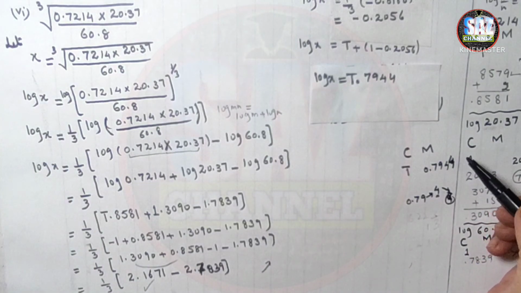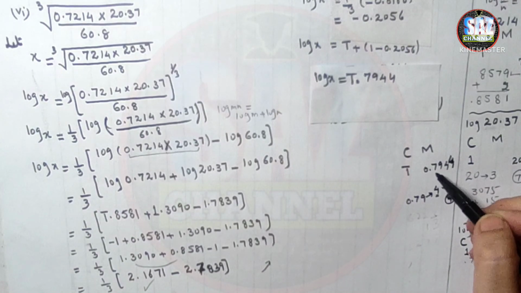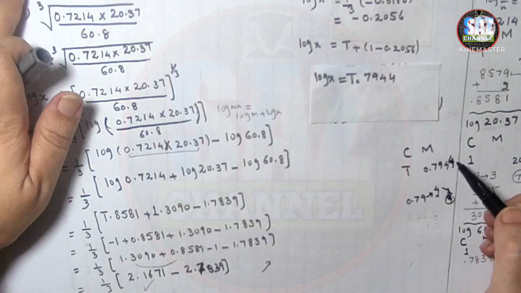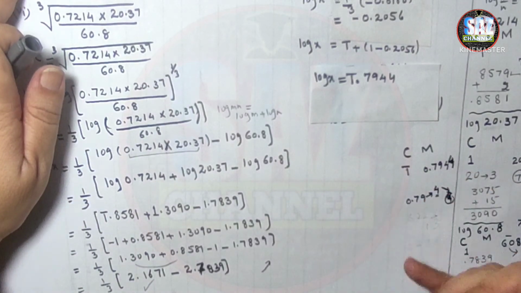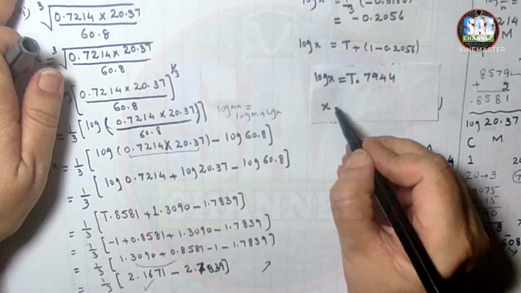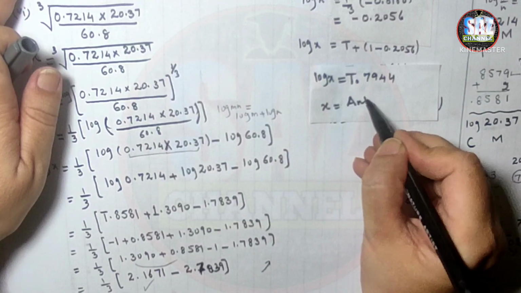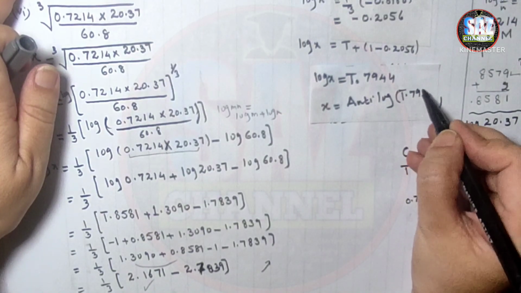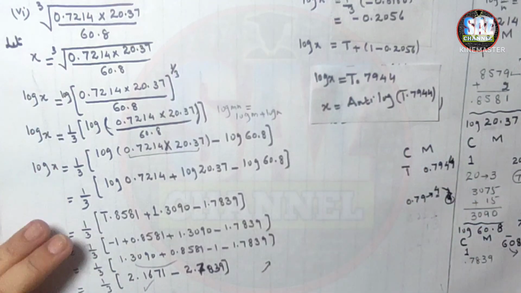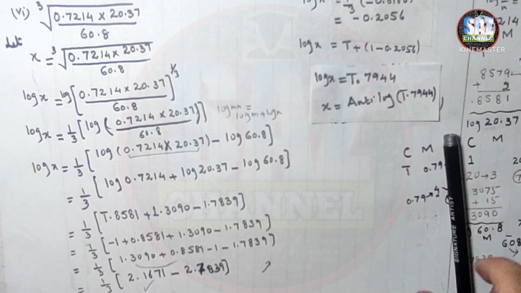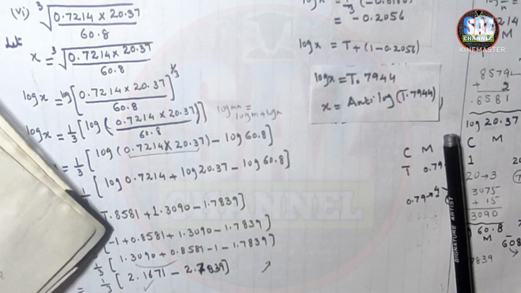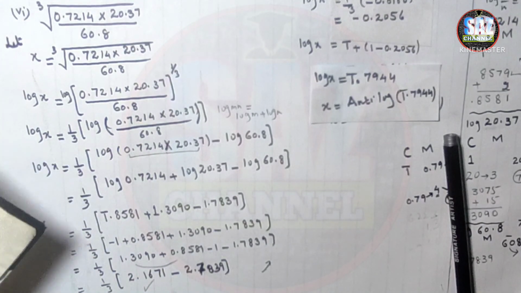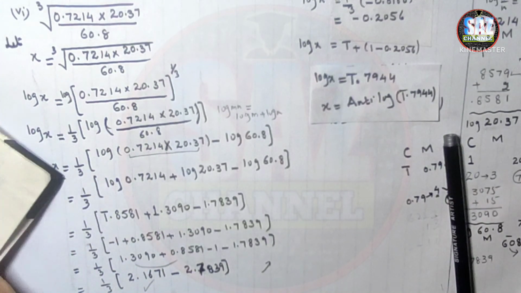What is the role of characteristic in anti-log? I will be telling you later. First of all I have to locate 0.79 in the column of 4, and then in the mean difference column 4, and see what number comes. So the number x equals anti-log of 1 bar 0.7944. Now 0.79 has to be located first in the column of 4. Let me reach there in the anti-log table.